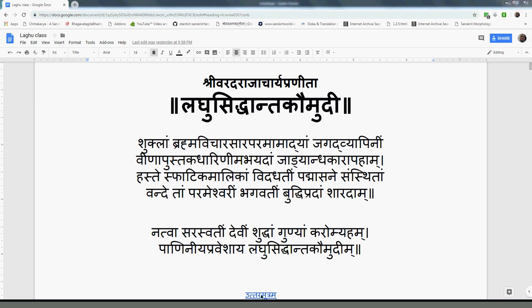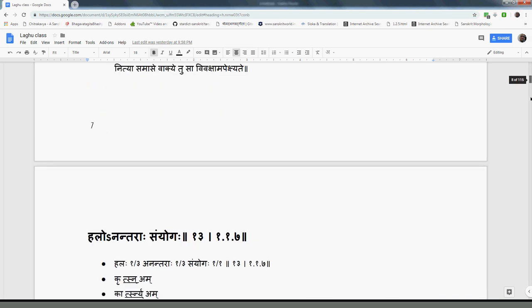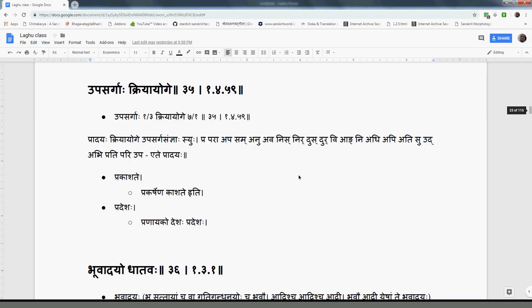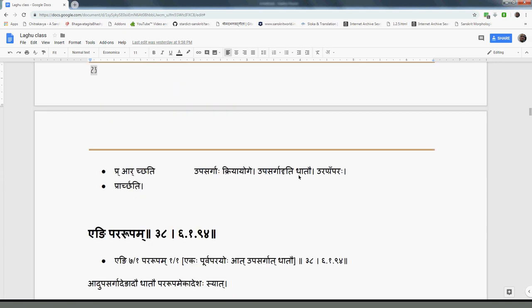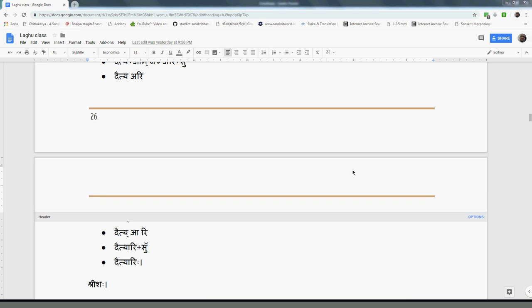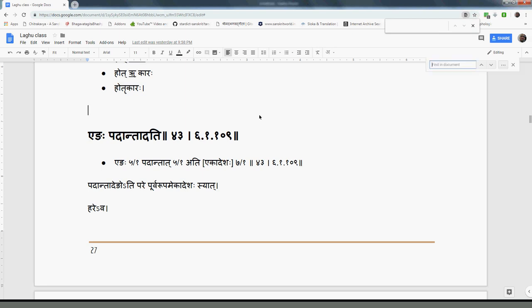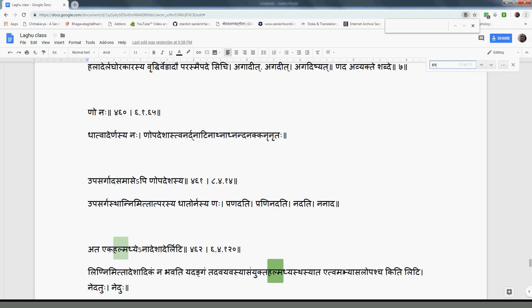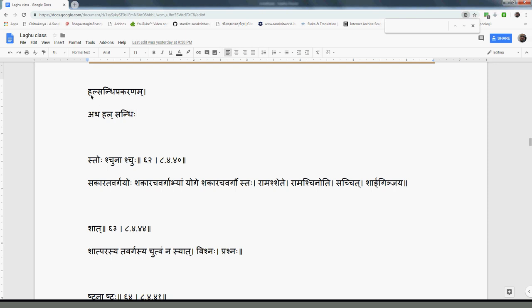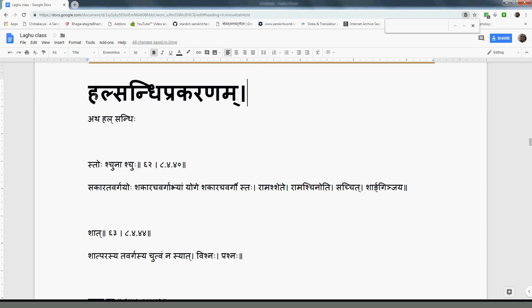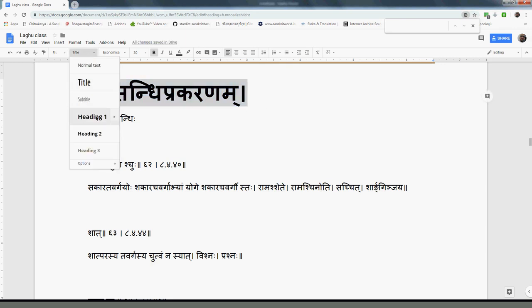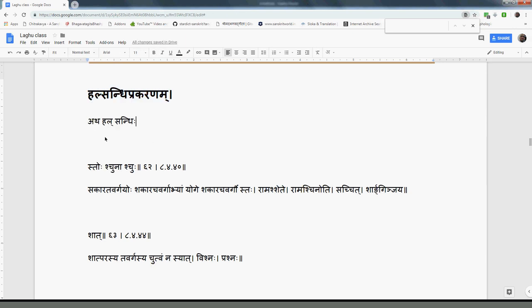So we finish the HalSandhi prakarana. The next prakarana in sutra pata in laghu is the HalSandhi prakarana. So HalSandhi prakarana is the next prakarana here. Atha HalSandhi. So now HalSandhi begins.